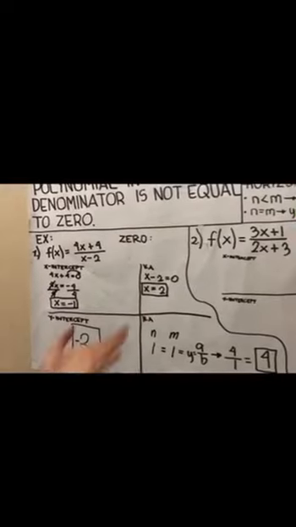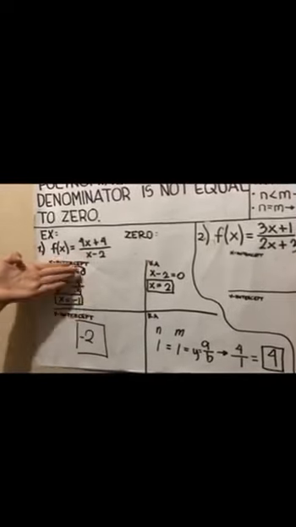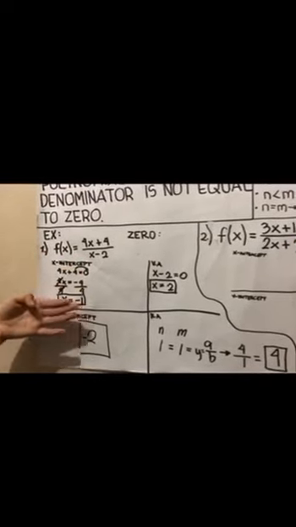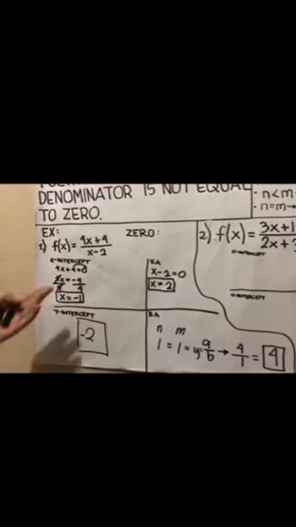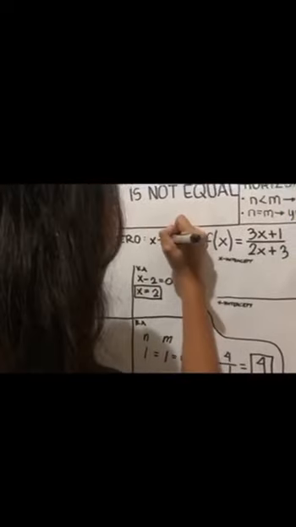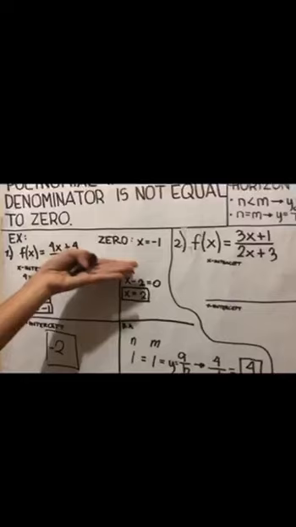To find the zero in this rational function, just copy the x-intercept. The x-intercept is x equals negative 1. So the zero is x equals negative 1. So that is our zero.